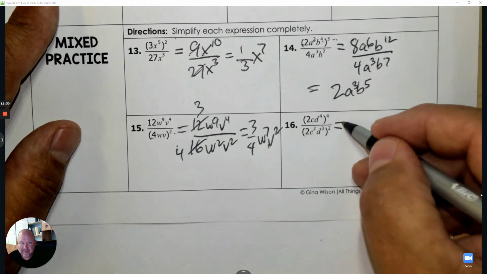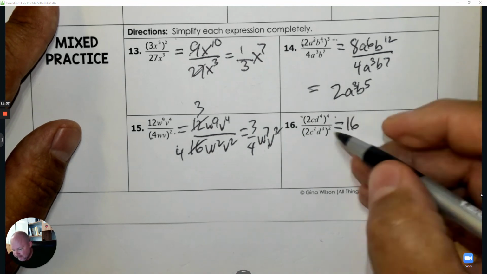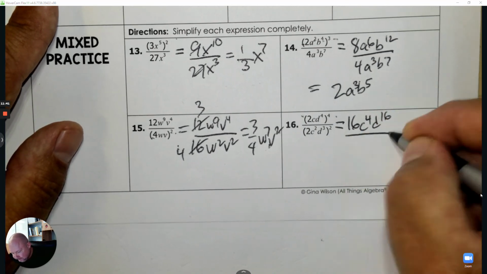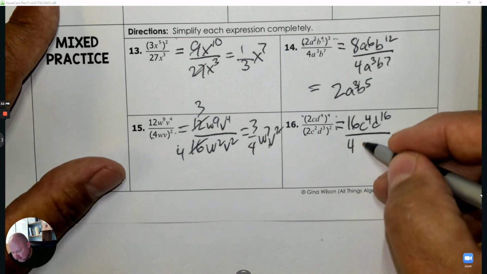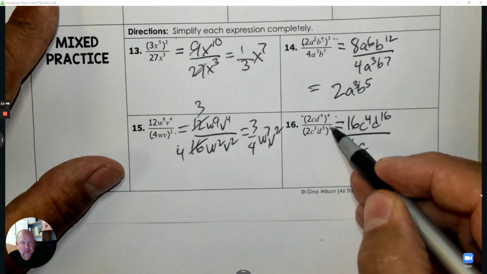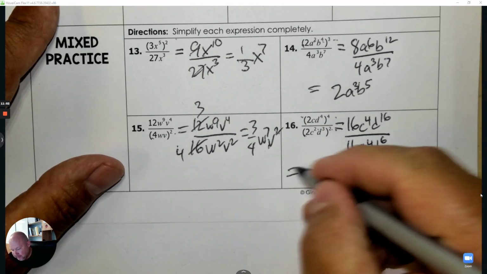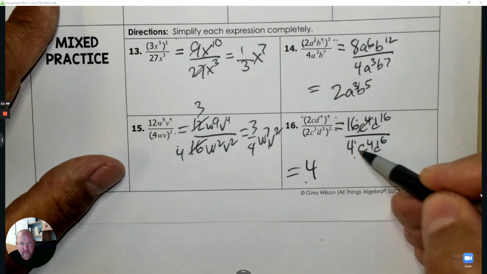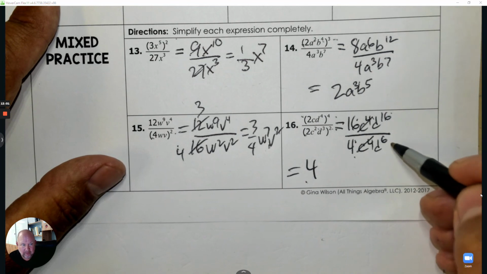All right, last one. 2 to the 4 means 2 times 2 times 2 times 2. And then raise that exponent to both letters. 2 squared means 4. 2 raised to the 2 and 3 raised to the 2. And now simplify it. So 16 divided by 4. Now c to the 4 and c to the 4, they divide out. And then 16 take away 6.